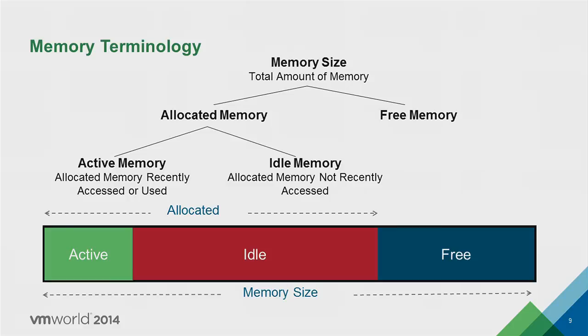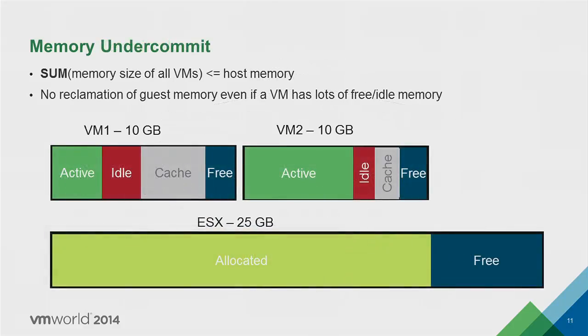That is very important when we talk about memory overcommit and how we allocate memory. So I want to introduce that allocated memory can be broadly classified into active and idle, and there are ways to figure out how much is active and idle.